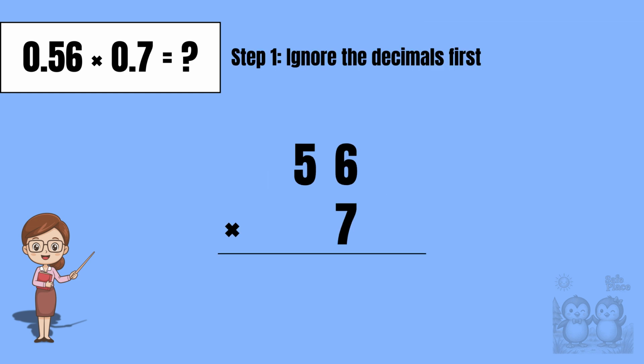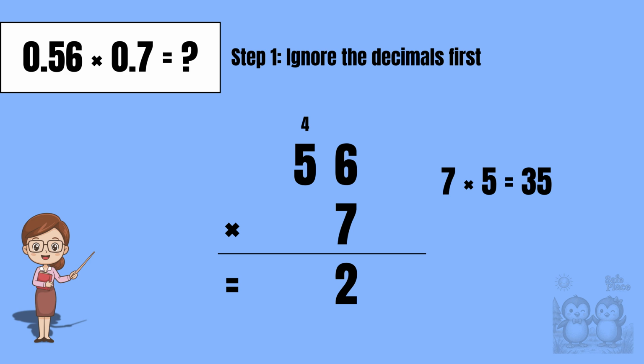To solve this problem, we first ignore the decimal points for a moment and multiply 56 by 7. We start with the number 7 in the ones place. First, multiply 7 by 6. 7 times 6 equals 42. We write down the 2 and carry over the 4.